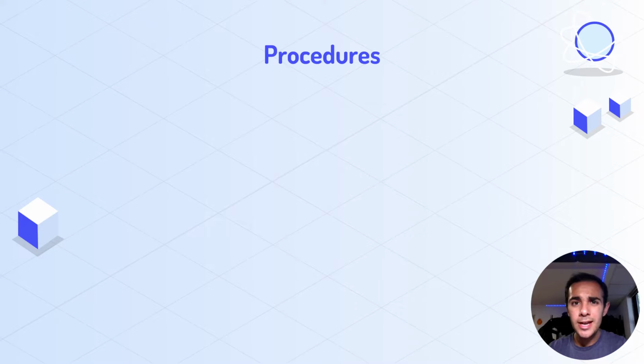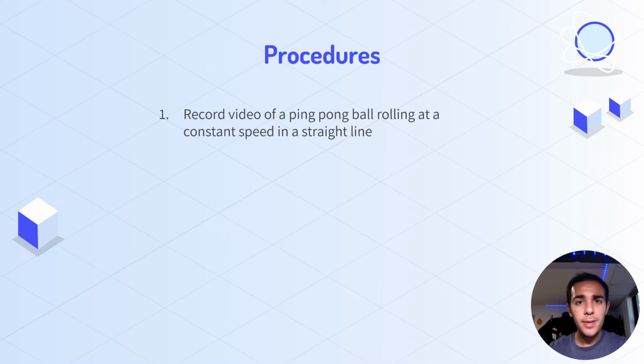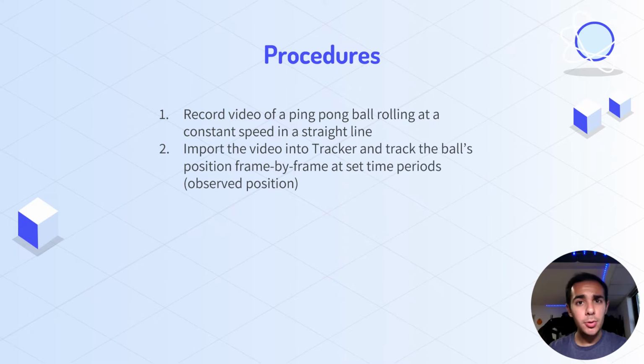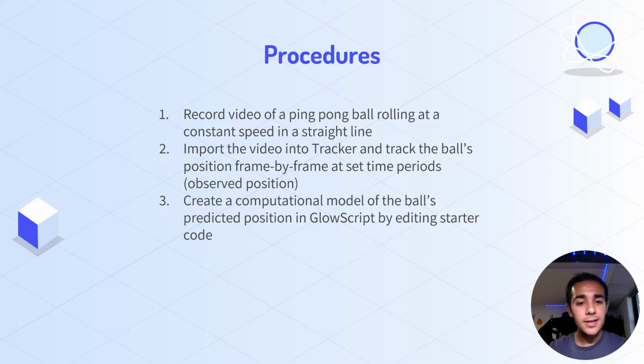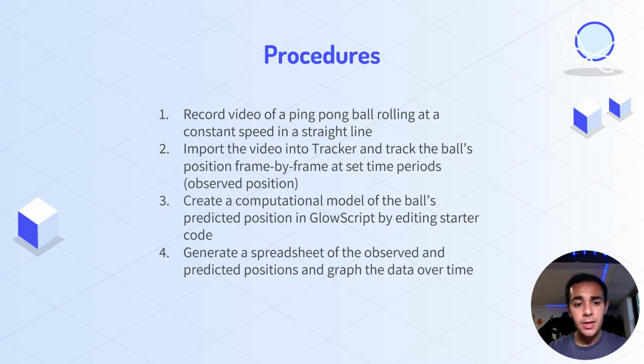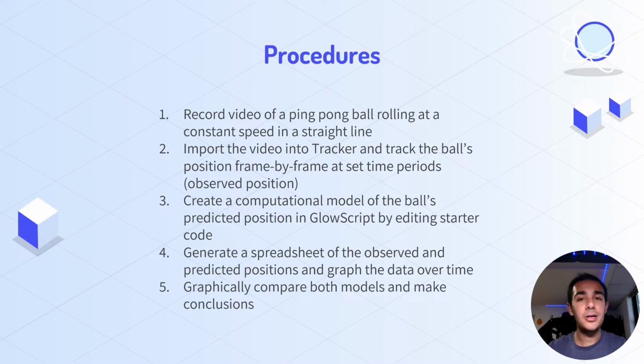All right, so what did I even do? Well, first up, I recorded a video of the ping pong ball going at constant velocity. Then I uploaded this video into Tracker and tracked the ball's position frame by frame. Next up, I created a computational model of the ball's predicted position in GlowScript. And then I generated a spreadsheet of the observed and predicted positions and graphed this data over time. And finally, I compared both models and made conclusions.